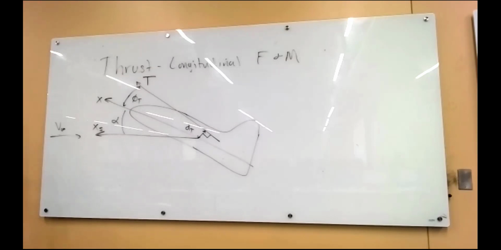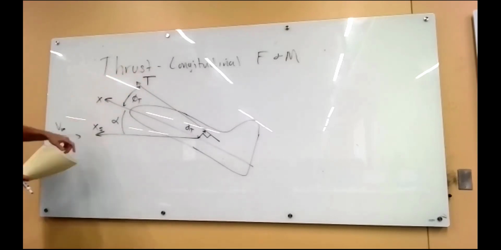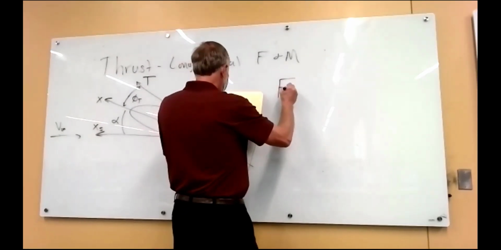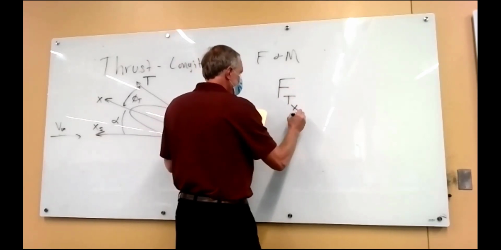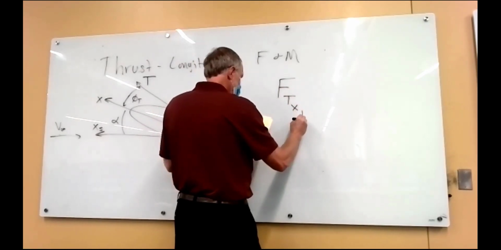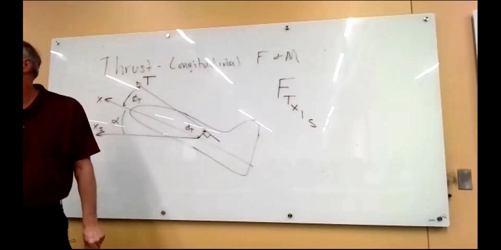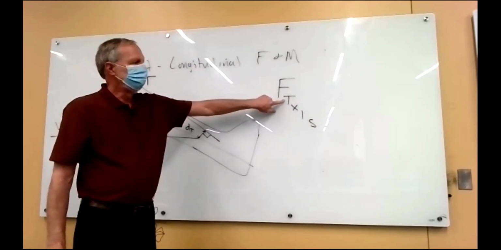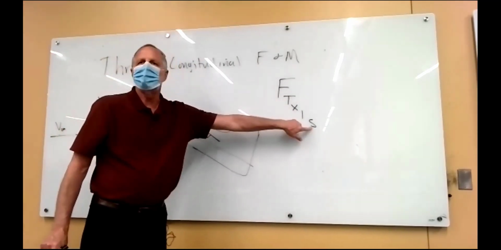And then we're going to take components of the thrust. Remember, we want the forces in the stability axis. So we want, here's our subscripting deal here, thrust force in the x direction, steady state, stability axis system. You guys all get that? Force due to thrust, x direction, steady state, stability axis.